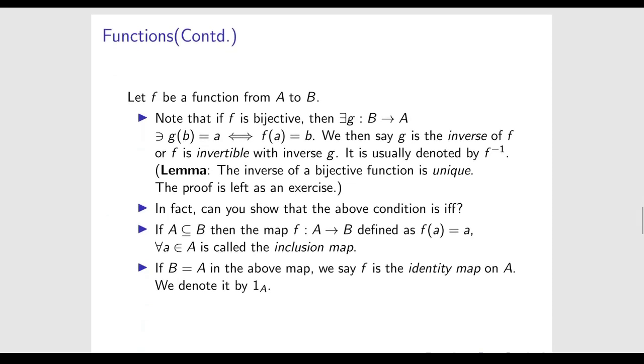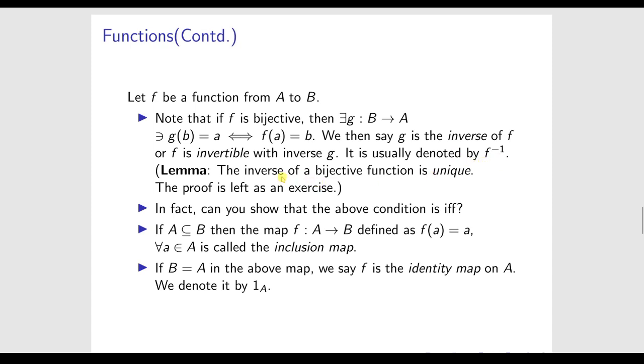Now here are some other facts related to functions. Note that if our function f from A to B is bijective, then there exists a function g mapping B to A such that g(b) is equal to a if and only if f(a) is equal to b. We then say that g is the inverse of f, or f is invertible with inverse g. It is usually denoted by f raised to the power minus 1.